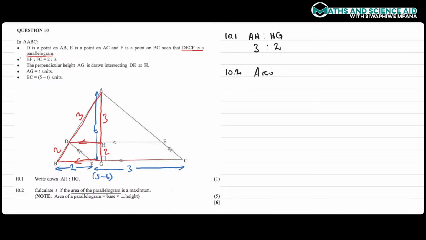So let us work out what this area is going to be. We know that it will be base multiplied by the perpendicular height, right? Okay, now let me just clean this up. Let me try to clean this up.